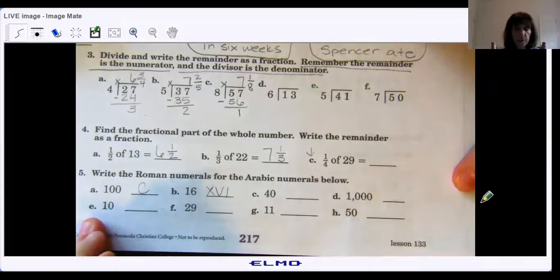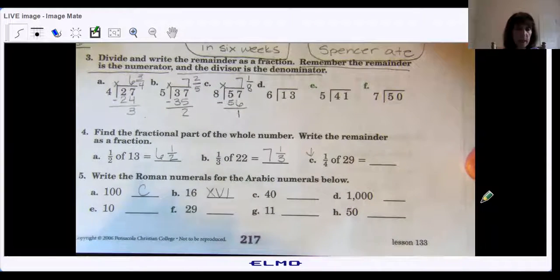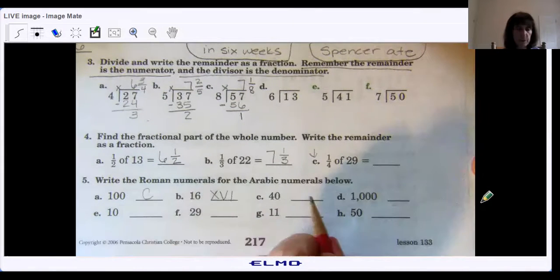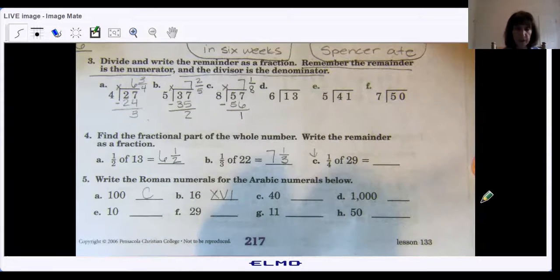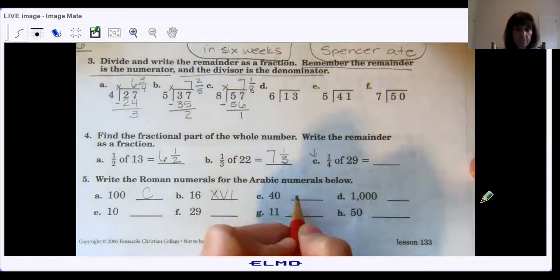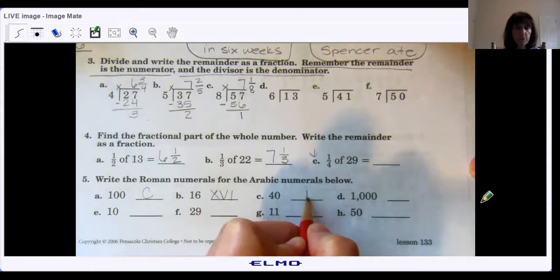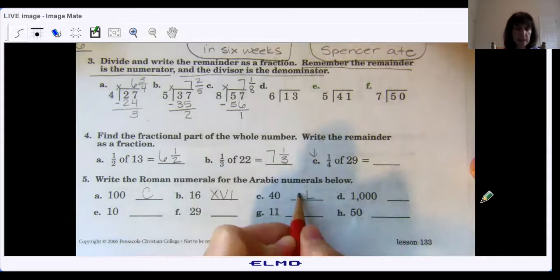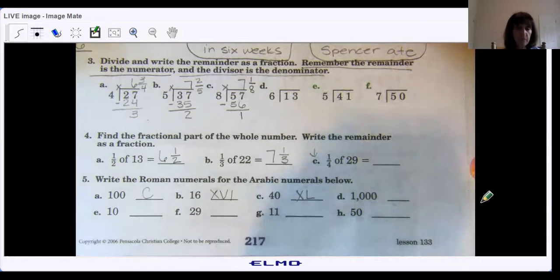Okay, the next one, 40. Now we can't put X, X, X, X for 40 because we can only repeat the letters 3 times. We can only repeat the letters 3 times, and we can't ever repeat V, and we can't ever subtract V. All right, so we need 40. So what is the bigger number you know? 50. L is 50. Now we want to subtract what from L? 10. So we have to put that in front of the L, and we're going to subtract. 50 minus 10 is 40.